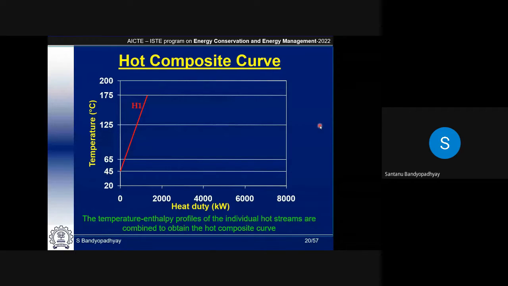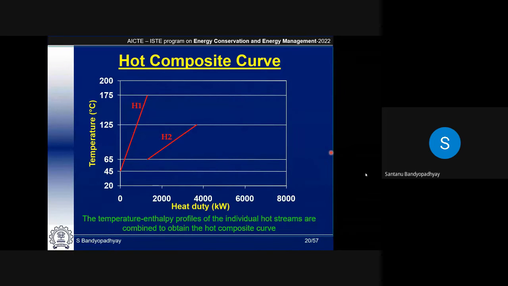So similarly, I can put H2. It will start at 125, goes to 65 with the duty of 2400. So again, I've started arbitrarily, but the difference from here to here is 2400. Now this is H1, this is H2. Now the question is, how can I add them?